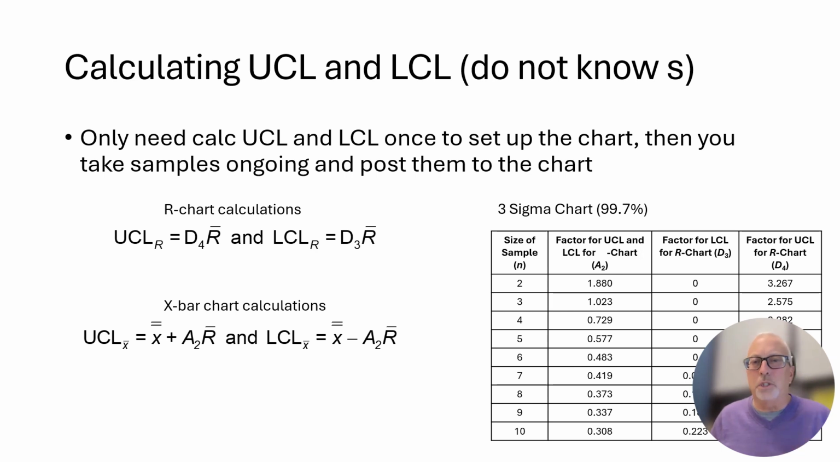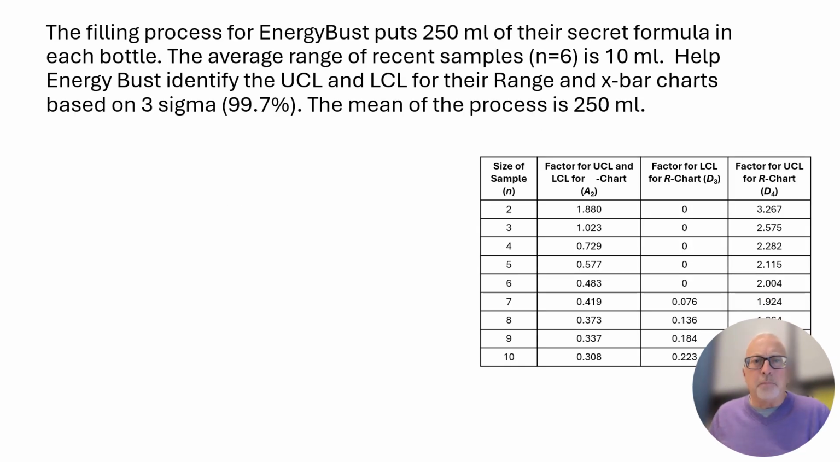But there is a difference between the charts whether you choose one or the other. So we're going to try out these formulas. Here's the problem. The filling process for Energy Bust puts 250 milliliters, very small amount, of their secret formula in each bottle. The average range of recent samples, n equals 6, is 10 milliliters. So we know what that central range is. We've taken several samples over time.